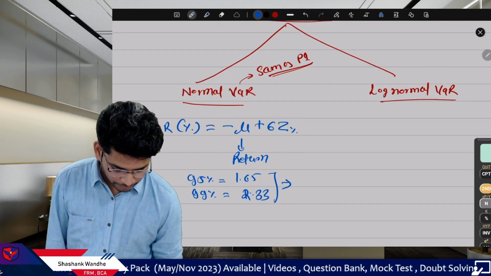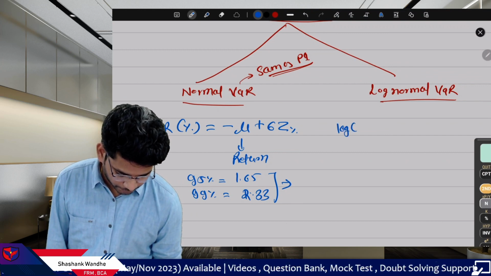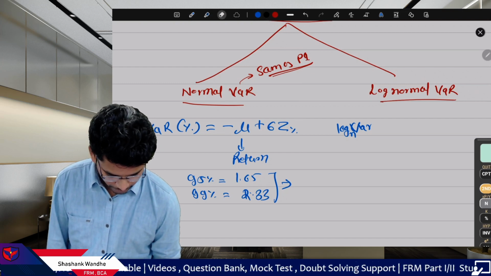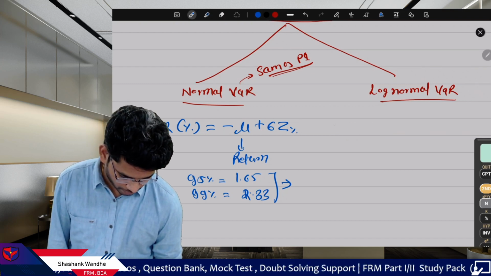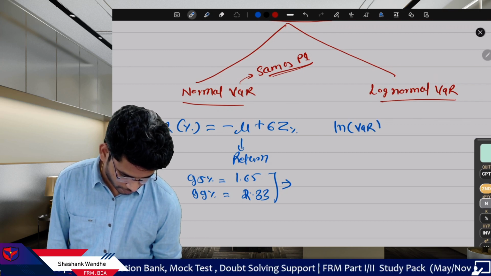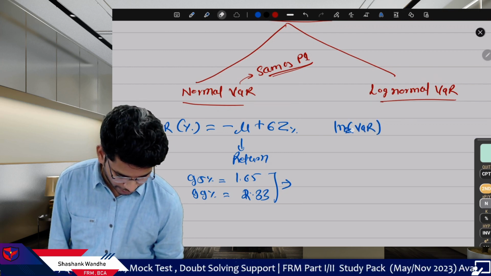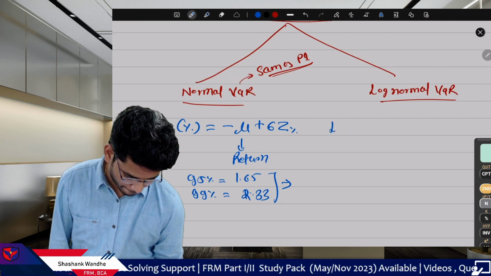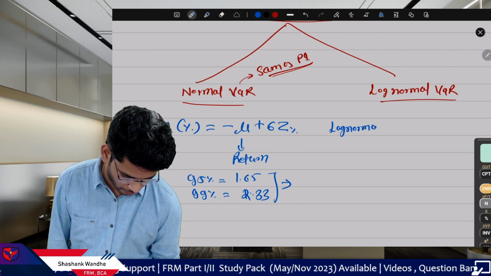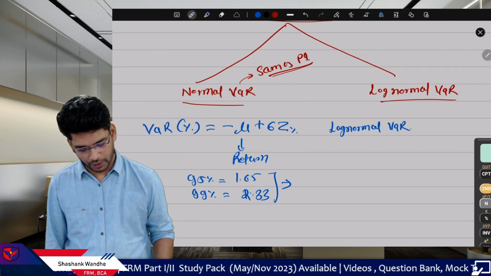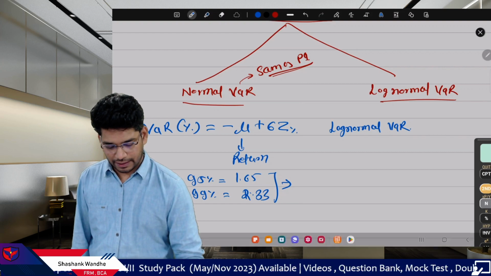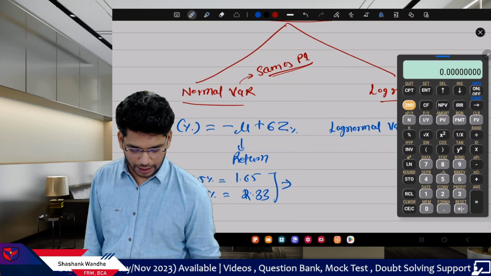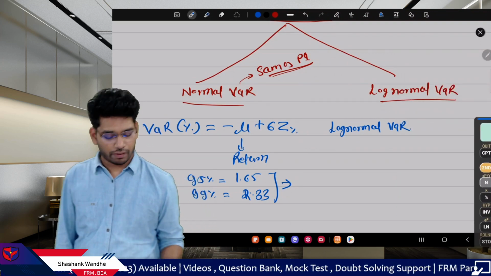Now, log normal VAR. Writing it as ln VAR is not a very correct way, so I will write it in full: log normal value at risk. Just a very basic thing, we will need a calculator, so make sure you have a calculator, and wherever the calculation is required, we will do it.